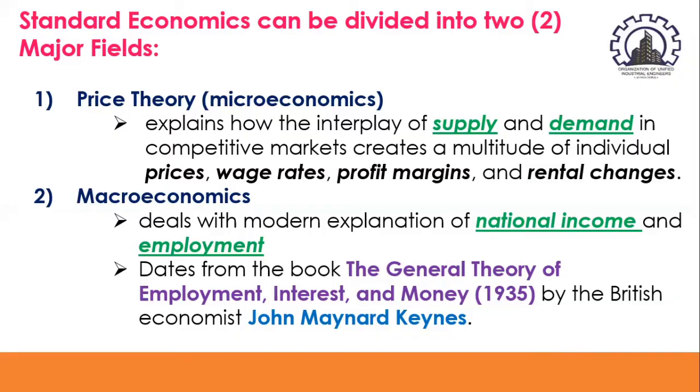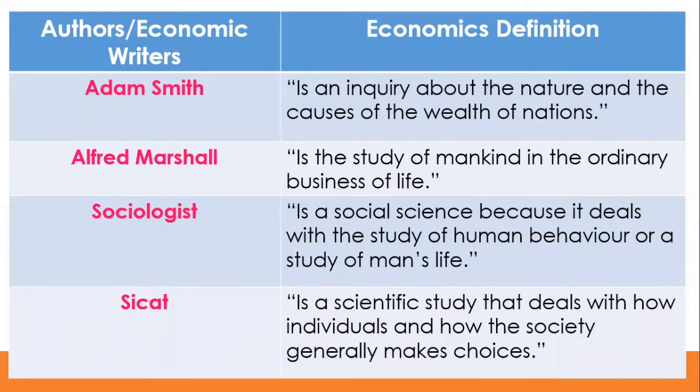Now, there are a lot of authors and economic writers who define economics from their own different perspectives. Let's have Adam Smith, considered to be the father of economics, and he defined it as an inquiry about the nature and causes of the wealth of nations. Alfred Marshall, on the other hand, views economics as a study of mankind in the ordinary business of life. It studies how man obtains income and how he utilizes income. Some sociologists look at economics as a social science because it deals with the study of human behavior or a study of man's life.